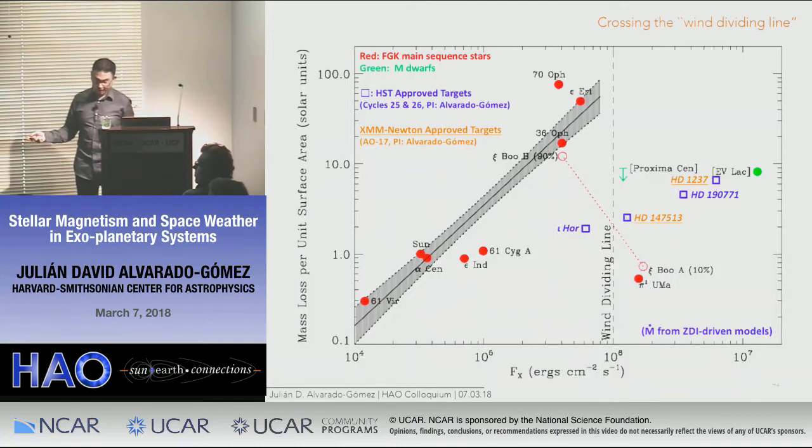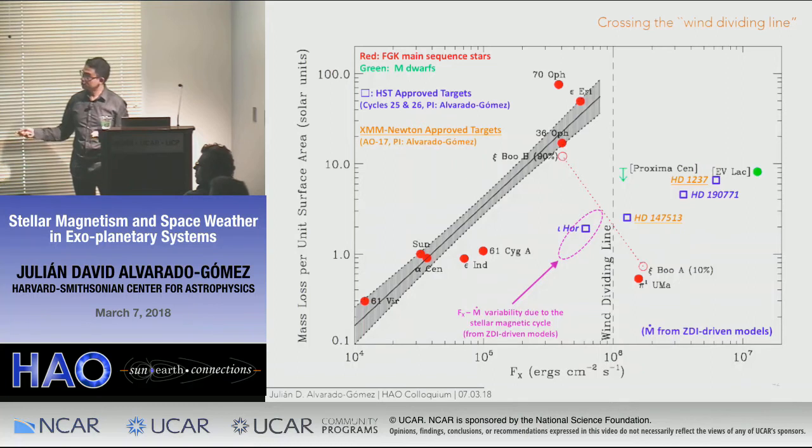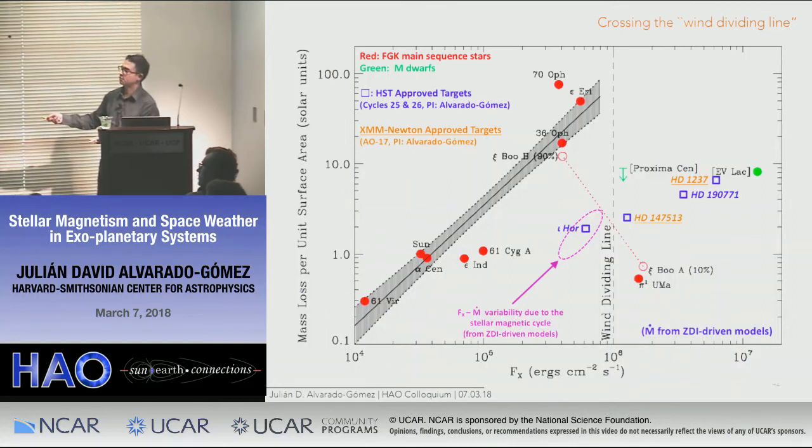And additionally, we have here what we predict as a possible variability in this relation due to the magnetic cycle of the star, because the X-ray output is going to change because of the cycle. The sun does quite a change in this axis, not so much in this axis. And this is our prediction for Ionosphere, which is the only star for which we have that amount of information.